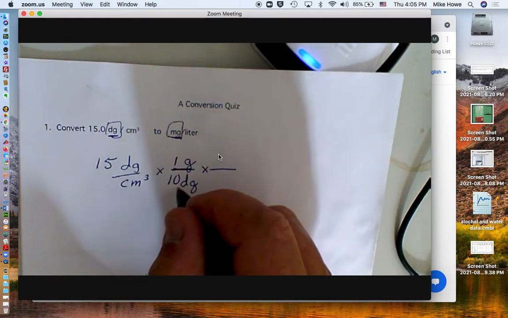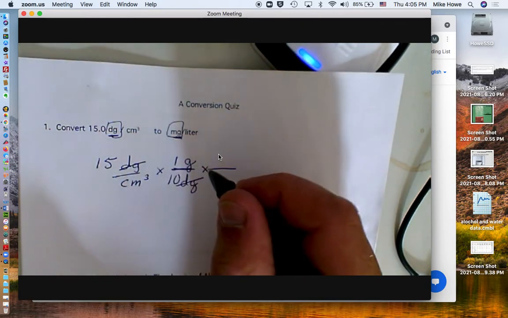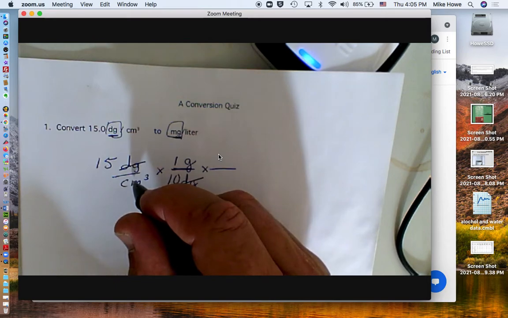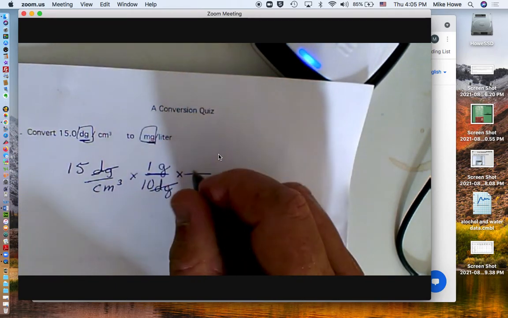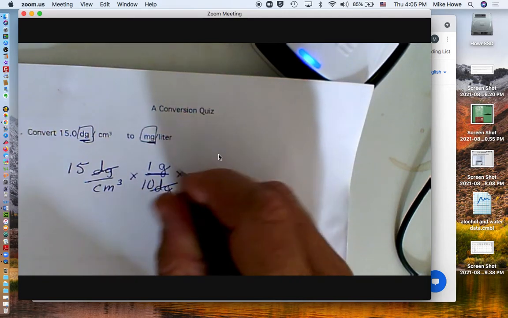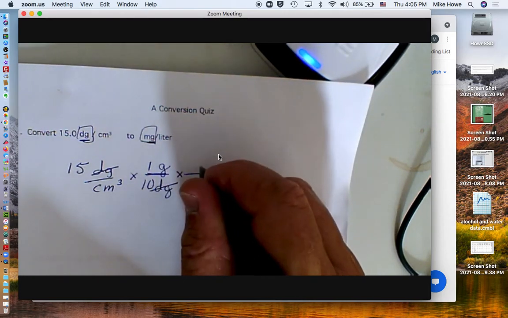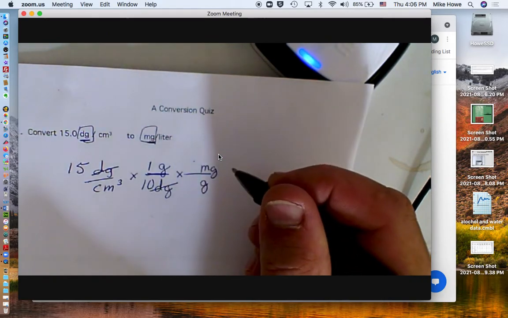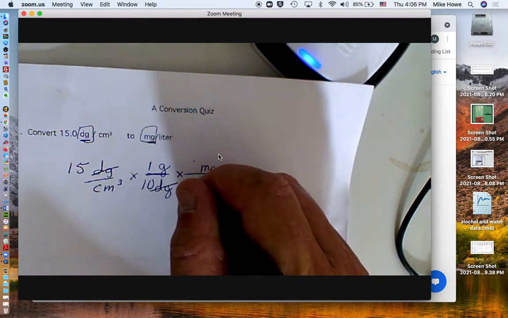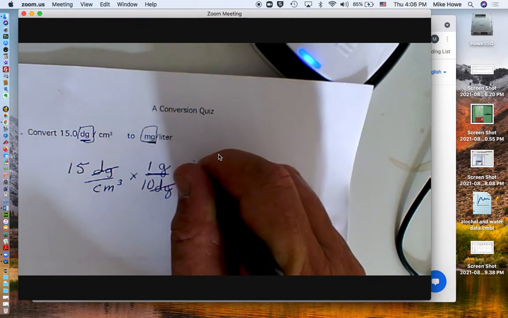Now if we stopped and worked the problem, decigrams would be canceled and we'd have grams over cubic centimeters, and that's not what we want. So we just keep going. We're going to change grams to milligrams. That means we need to get rid of grams. So you put them down here, milligrams on top, and the milligram to gram relationship is that 1 gram is 1,000 milligrams.